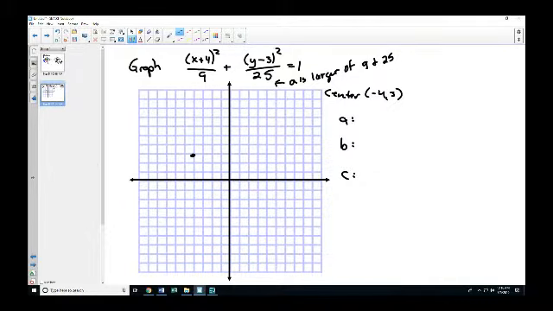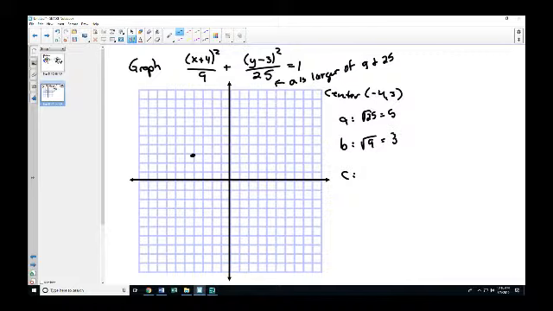So A is going to be the square root of 25 or 5. Okay, what does that tell us about this ellipse? Vertical or horizontal? Horizontal. It's vertical because the larger number is with the y. Okay, so that gives us a vertical slant. And then B is the square root of 9.